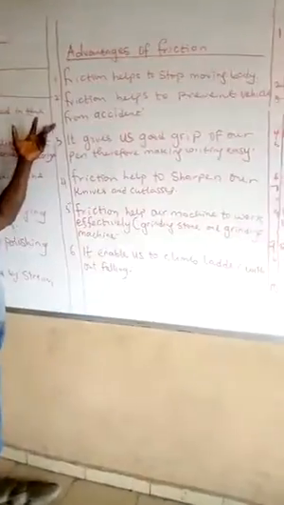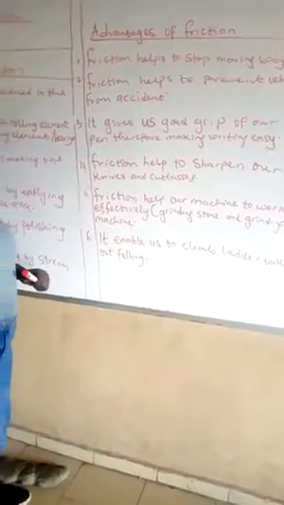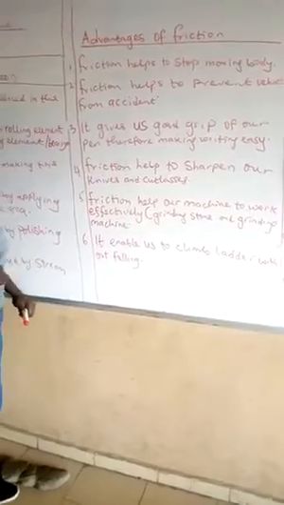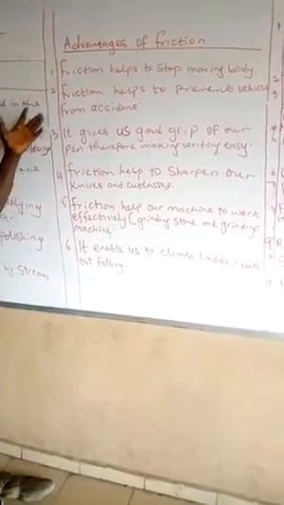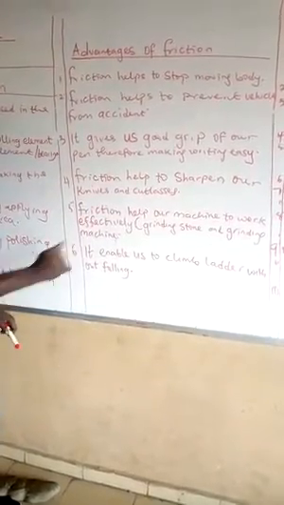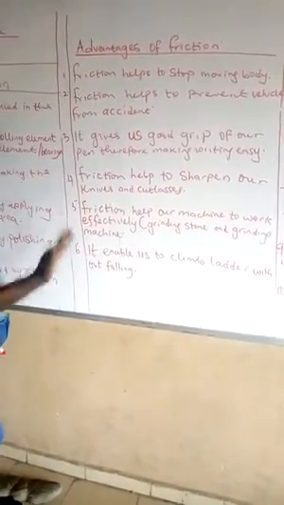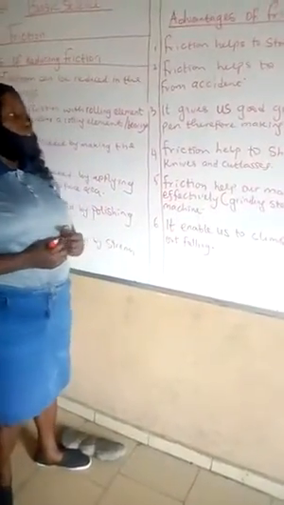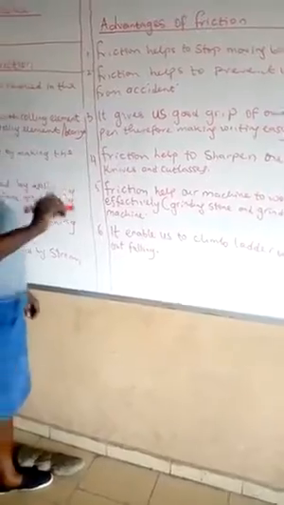Then let's look at number 2. Most of the time you see that there is an accident on the road. Why? Because sometimes the brake refuses to respond when it is being applied. But with the help of friction, accidents are reduced because when the brake is applied, it stops the car from moving. And it also gives us a good grip of our pen, therefore making our writing easy.